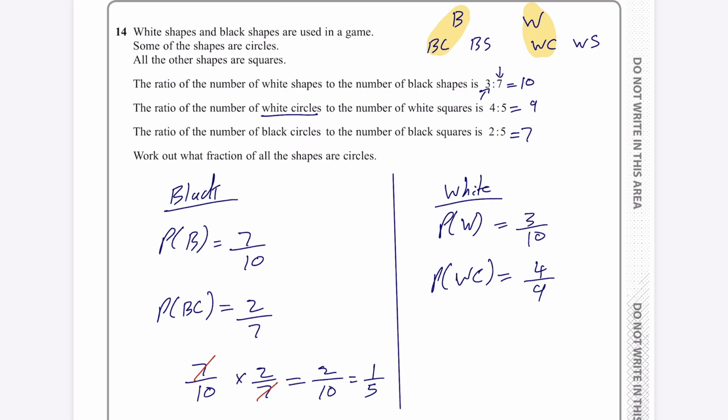Now we're going to multiply the two together to figure out how many in total of the white are circles. So that's 3 out of 10 times 4 out of 9. Again, we can do a bit of cancellation here. So that becomes 1, that becomes 3, so that becomes 4 over 30.